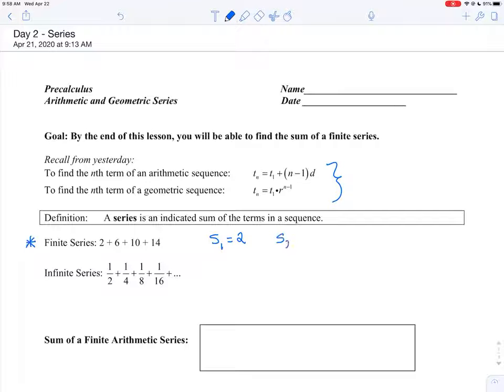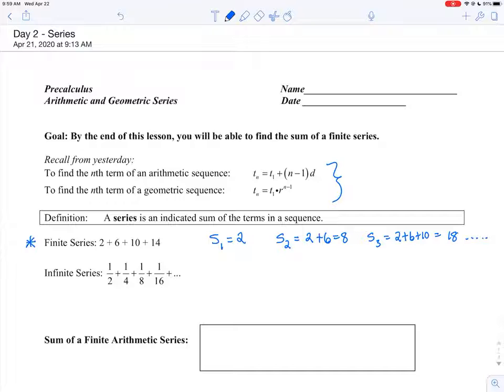If you said S sub 2, what that means is you're adding up the first two terms of our sequence. Our first two terms are 2 and 6, so S sub 2 would equal 8. S sub 3, we just keep going. It'd be 2 plus 6 plus 10. We got 8 plus 10, we're at 18, and we can just keep going with this.